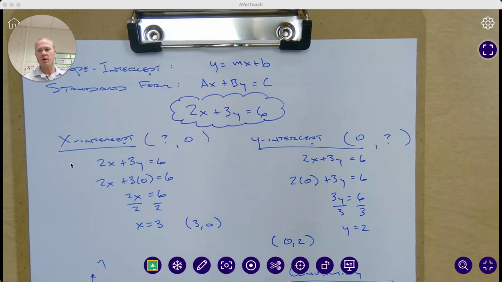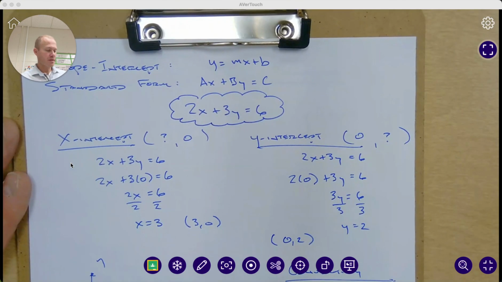If that 6 was a 12 or an 18 or a 24, those numbers would not match up correctly with the opposite coefficient. So that's just a coincidence.